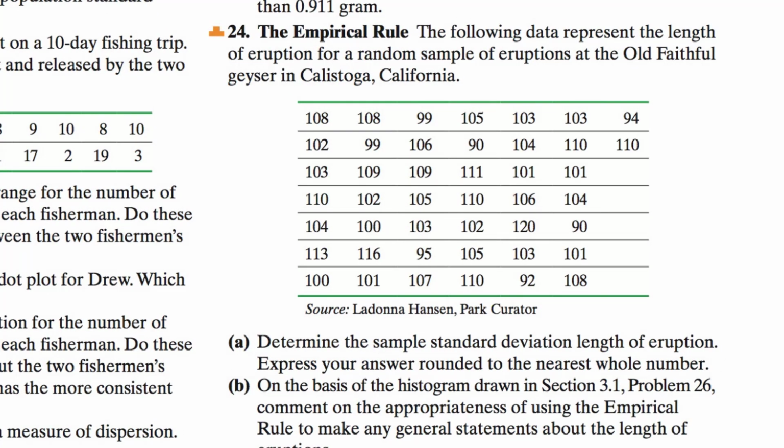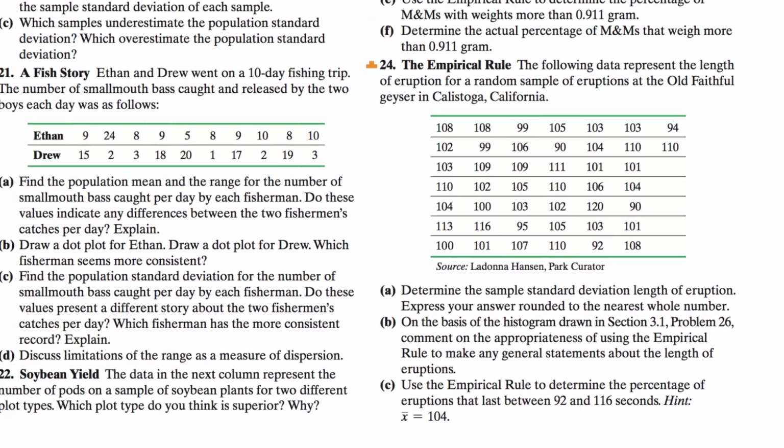You may recall the data set from problem 24, which is on the screen in front of you here, from the previous video. It's the eruption times for the California Old Faithful Geyser in Calistoga. Notice the first thing they're asking here in part A is that you determine the sample standard deviation of the eruption. So we want to talk about standard deviation. How do you get it? What is it? And what do you need to know about it?